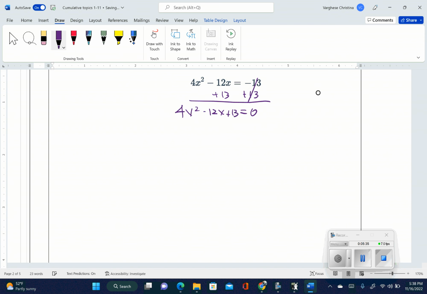We need to put it in that order because this is called standard form, with the x squared, then the x, then the term that's chilling by itself. And now you could do the quadratic formula, okay?